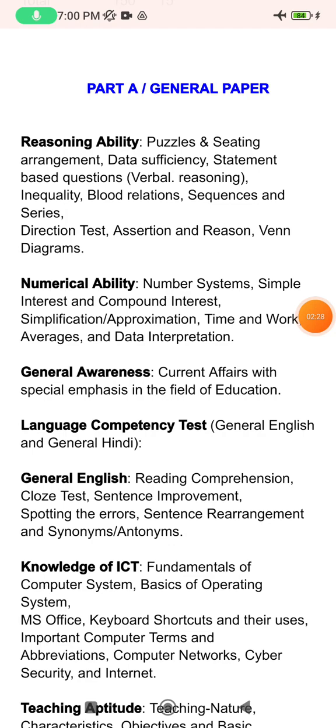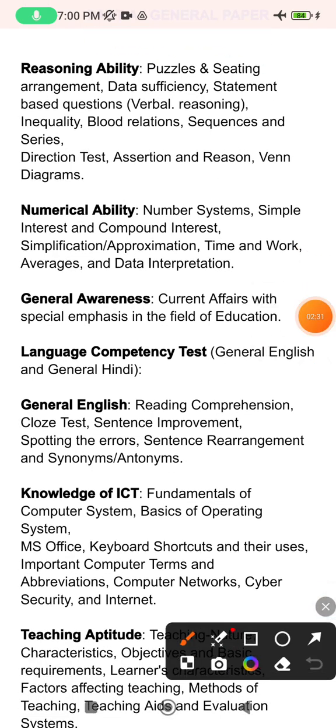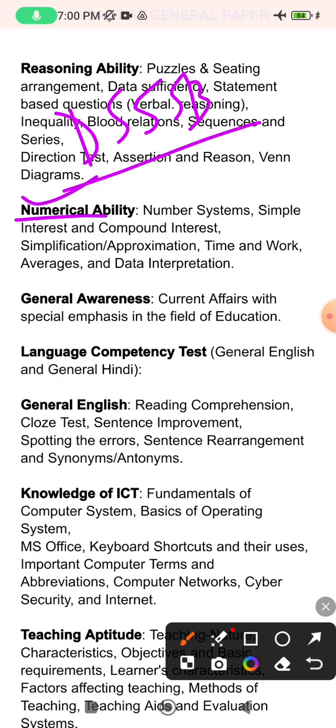Then numerical ability. For KVS and EMRS there is no numerical ability, but you will see numerical ability in the DWSB exam. So here: number systems, simple interest, compound interest, simplification, approximation, time and work, averages, data interpretation.